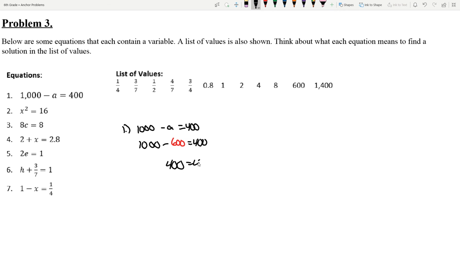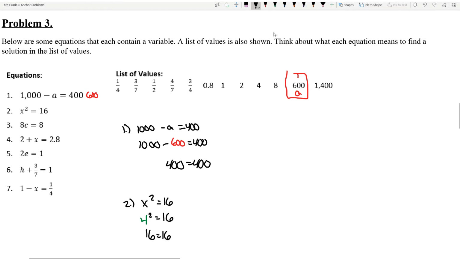So that way 400 equals 400. And so 600 is our solution for a. That's going to be 1, and I'll put an a there too. So this one is 600. Let's keep going. Number 2. x squared equals 16. Well, something times something needs to equal 16, and that something is going to be 4, because 4 to the second power does in fact equal 16. And so 4 is our answer there.